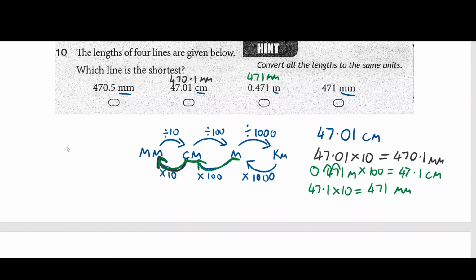So which line is the shortest? So we've got 470.5, 470.1, 471, and 471. So the shortest one is going to be this one here, 470.1.